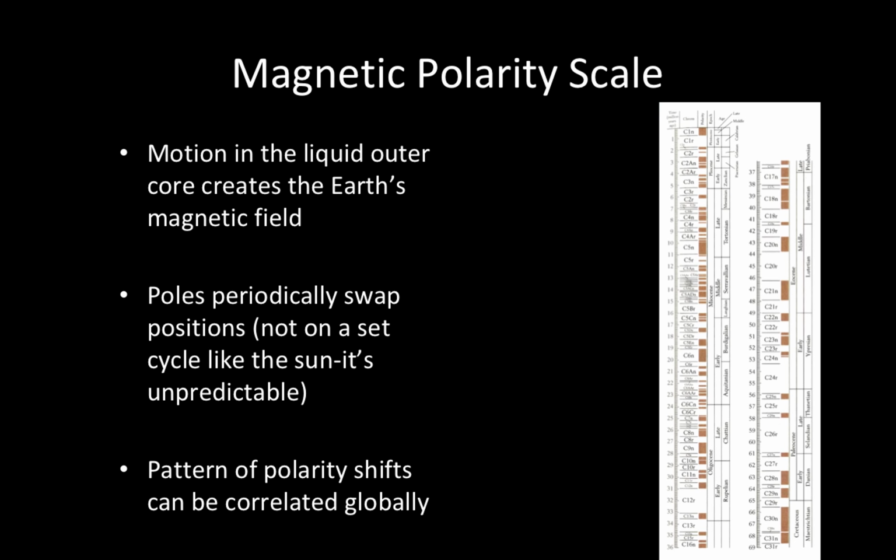Now remember, the poles don't swap on a schedule. We don't know exactly when they're going to swap. So it's not something that happens every couple of years like the sun does. The Earth is not as stable with its magnetic field.